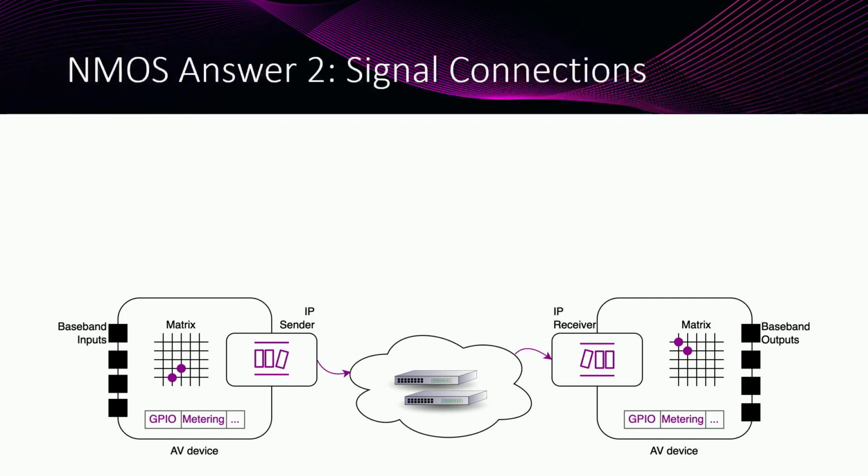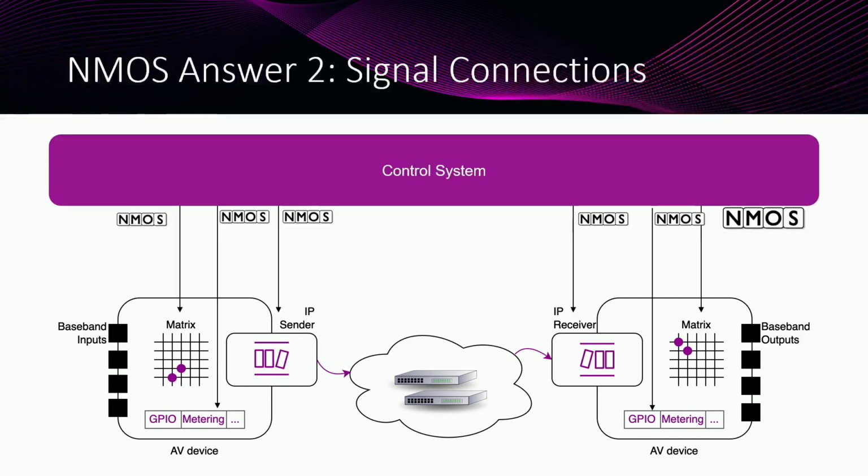So that's kind of the abstraction here. So when we talk about signal management, that's actually what I mean here: that NMOS basically is able to control those elements inside the AV devices and connect them to another device. So first of all, it's very obvious, the senders to receivers. That's what everyone knows. Basically, you see that? No, you don't see my pointer. But anyways, the senders to receivers.